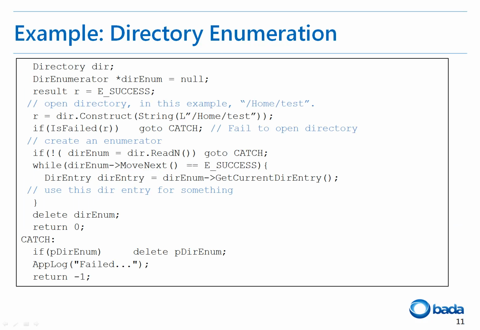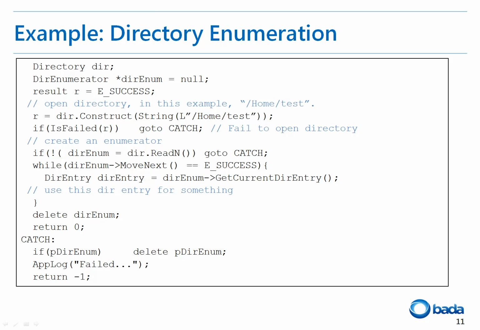This example traverses through the list of files and directories under a directory by using the directory class. Let's see how we can use the directory and DirEnumerator API for this. In line 5, we open the directory handle of the /home/test/ directory through the construct method. In line 8, the readN method returns a directory enumerator.